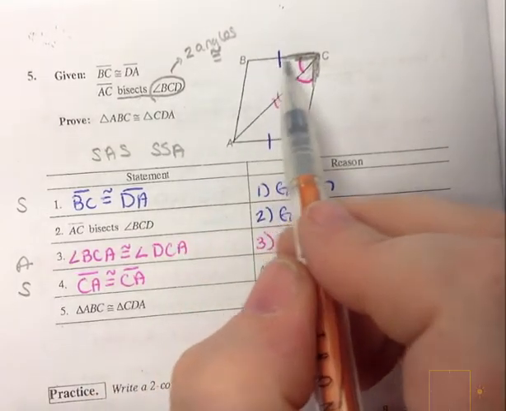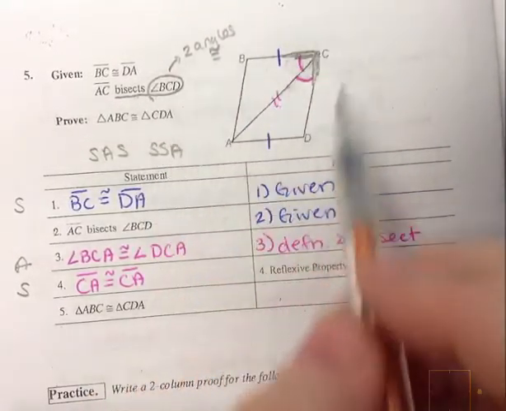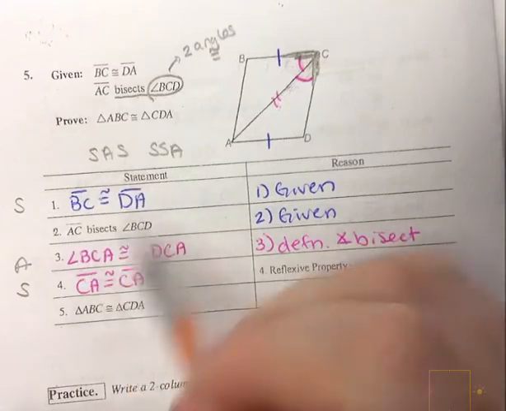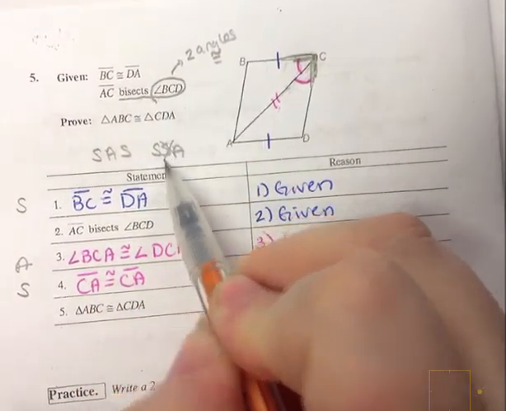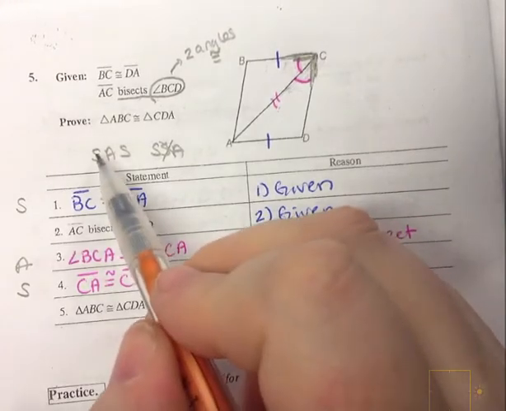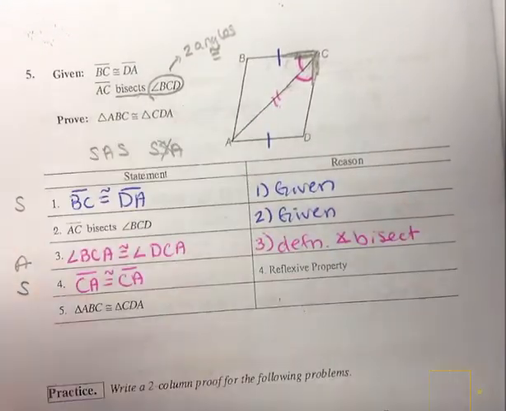So if we look at this picture, we have no right angle. There's no right angle in our proof. There's no right angle in our picture. There's no right angle in our given. So we know that SSA is bad. Not good. Will not work. So it must be SAS. So we have to check that.